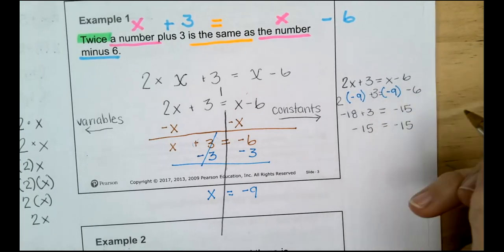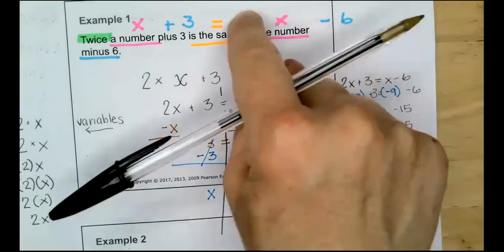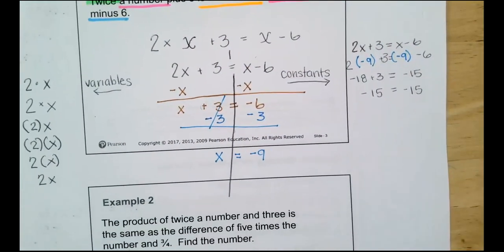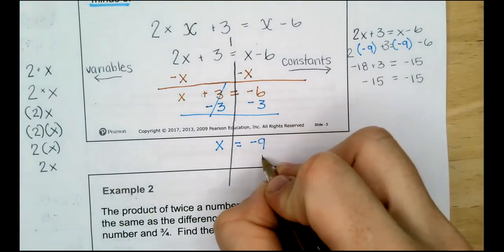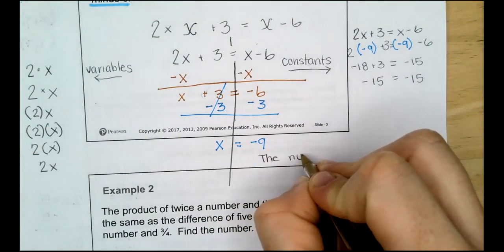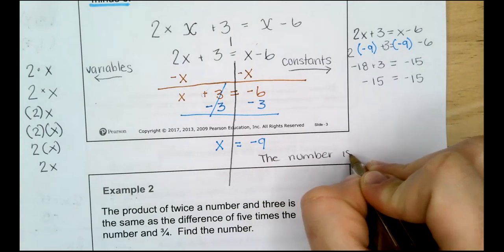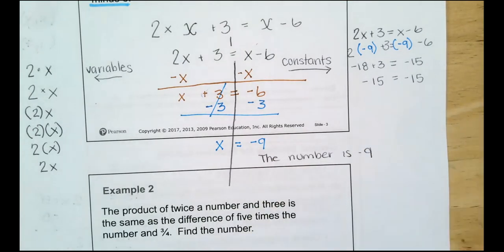So we can confirm by substituting it back into the equation that we made that x is -9 does make this true. The number is -9.